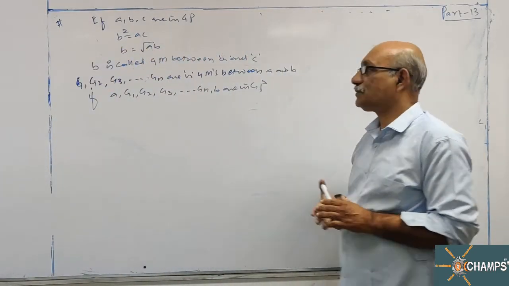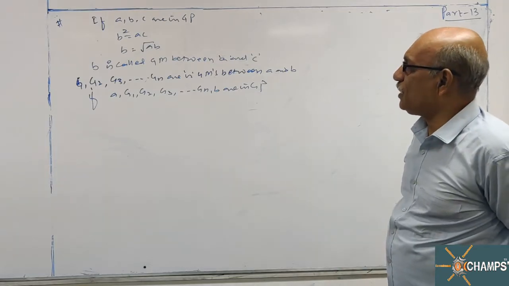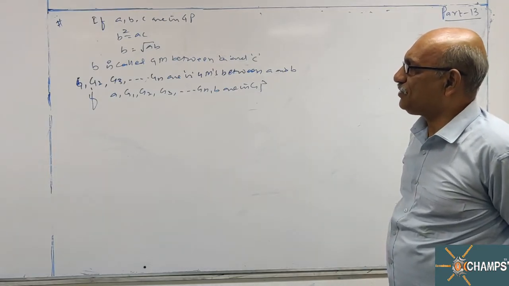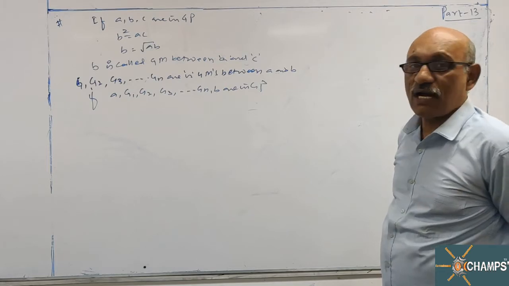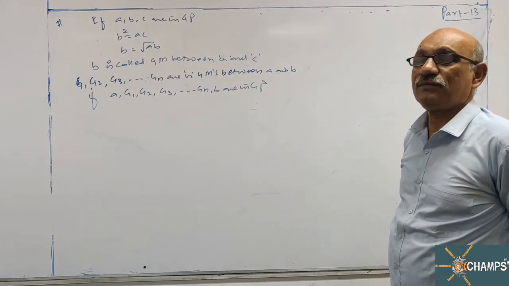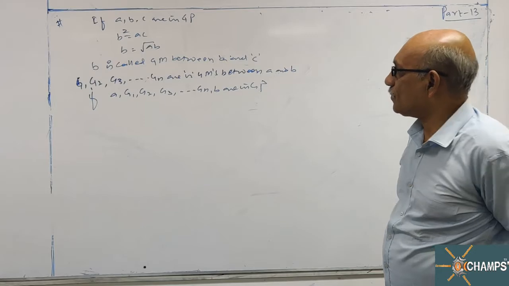They are geometric means only when A, G1, G2, G3, etc. Gn, B are in geometric progression. Okay.